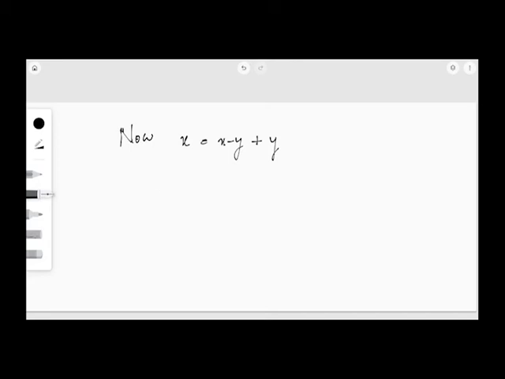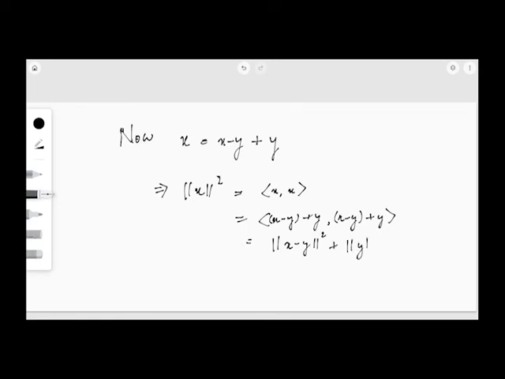Then what we are going to do is calculate the norm of x squared. Norm of x squared will be nothing but the inner product of x comma x, and what was x? x was x minus y plus y. So the inner product of x minus y plus y comma x minus y plus y. Expanding, we get norm x minus y whole squared, and the last two terms combining we get norm y squared, and in between the terms will be inner product y comma x minus y and inner product x minus y comma y.